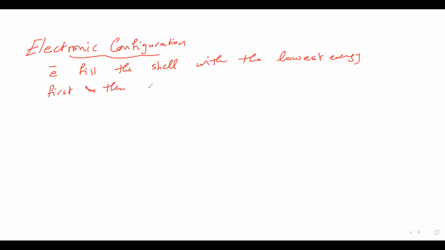The electrons fill the shell or the subshell or the orbital with the lowest energy first, and then by the highest; it goes to the higher and then to the highest. Now, what is this order of energy shells? What is the order of energy shells by which electrons are going to fill?